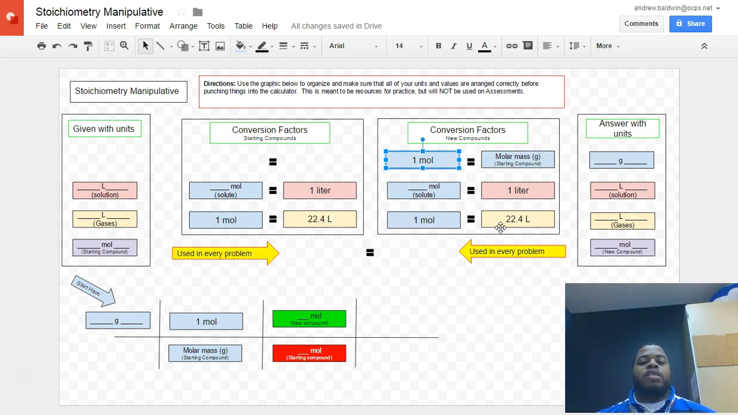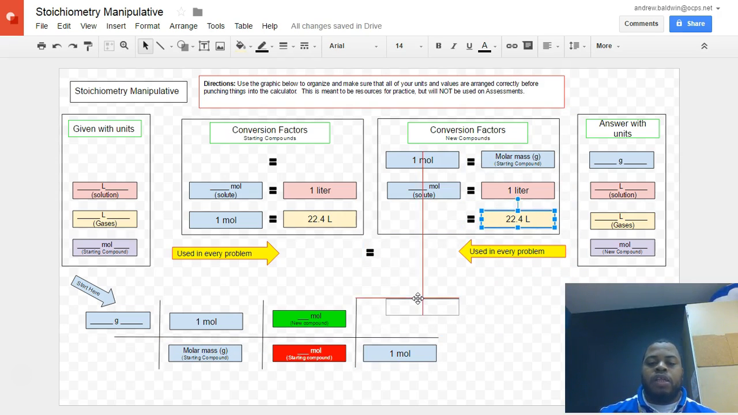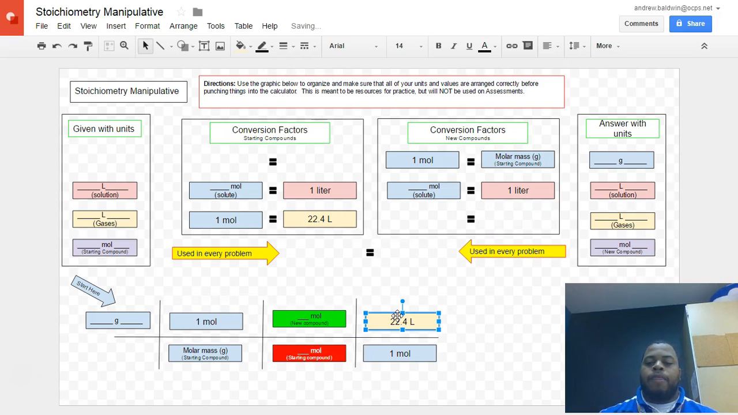Well, since this one says solute, that means the 1 liter is of our total solution. I need a gas, so I'm going to use our 22.4. We'll treat it the same way. My 1 mole will come down to the bottom, and 22.4 liters will be placed at the top. So this will just be a game of figuring out which pieces need to go where, and if we can think through that process, we should be able to come out with the correct answer.